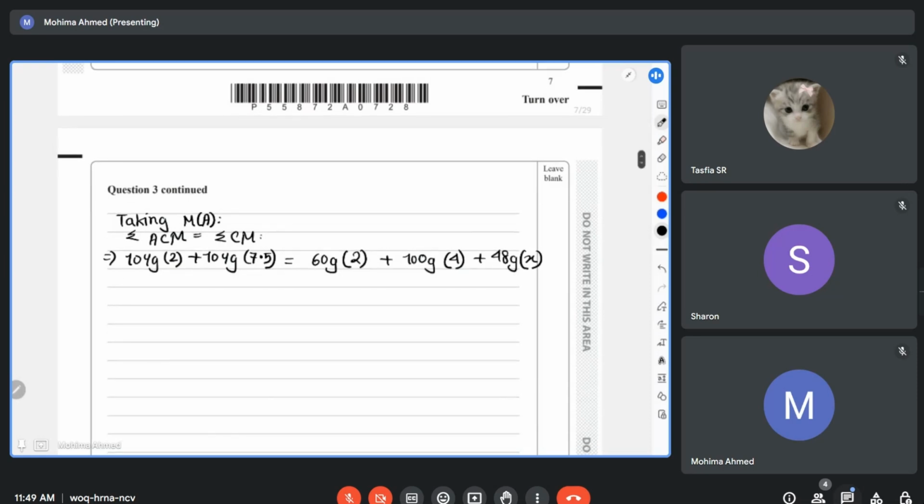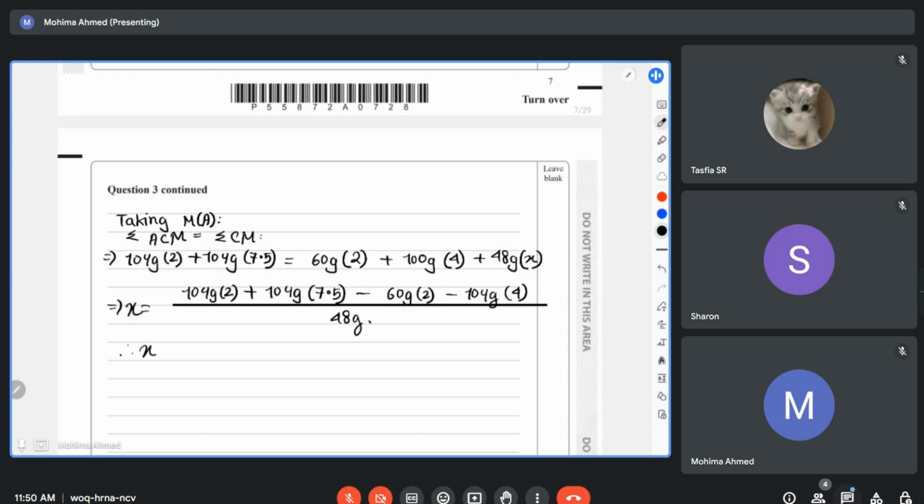So if you just have to find out X, in that case you have 104G multiplied with 2 plus 104G multiplied with 7.5 minus 60G multiplied with 2 minus 100G multiplied with 4, and this entire thing will be divided by 48G. So please try to calculate the value for X from this part. This was the continuation for part 3B.